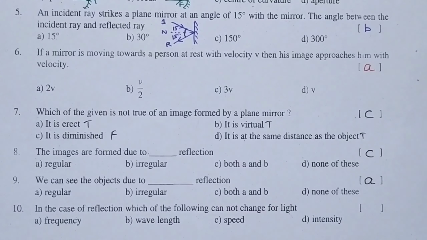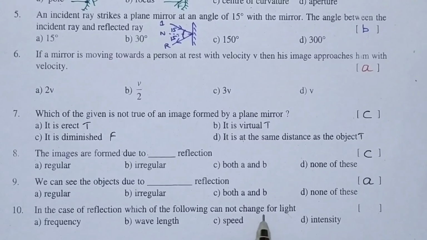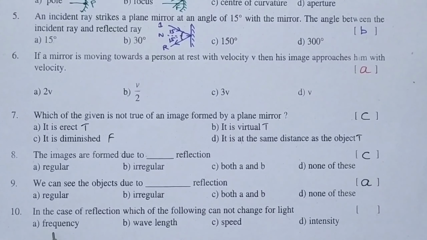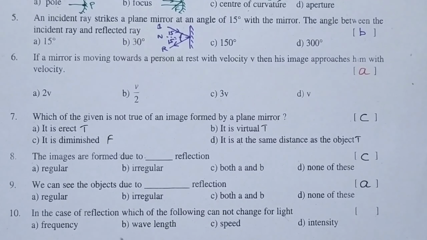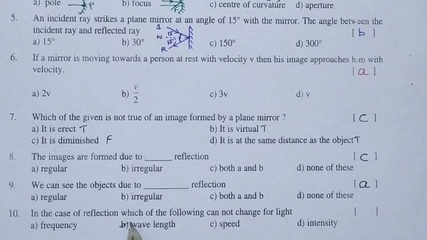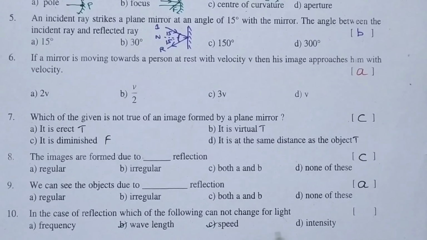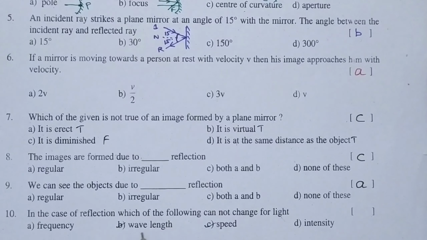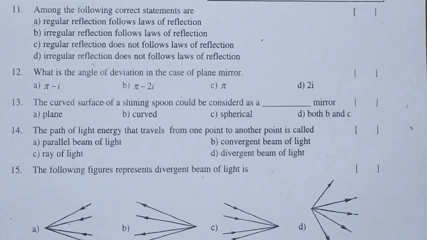Now we see question number 10. In case of reflection, which of the following cannot change for light? Here, the first one is frequency. Frequency cannot be changed. Wavelength can be changed. And one more thing, speed also cannot be changed, whereas intensity can be changed. Here actually two options are suitable for the question, so here I am giving option B and C.